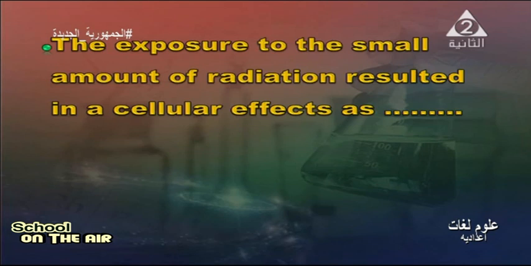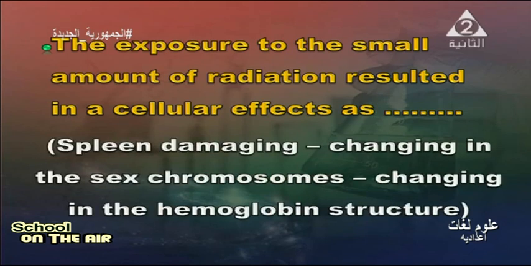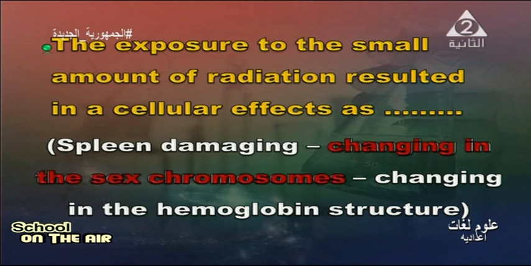The exposure to a small amount of radiation results in a cellular effect such as spleen damaging, change in the sex chromosome, or change in the hemoglobin structure. The correct answer is a change in the sex chromosome.